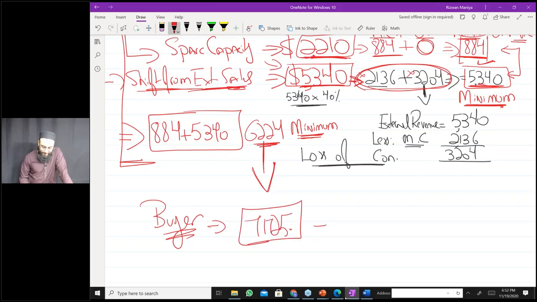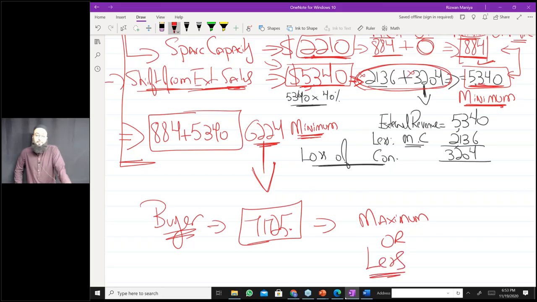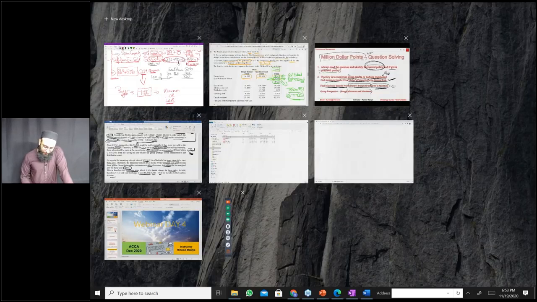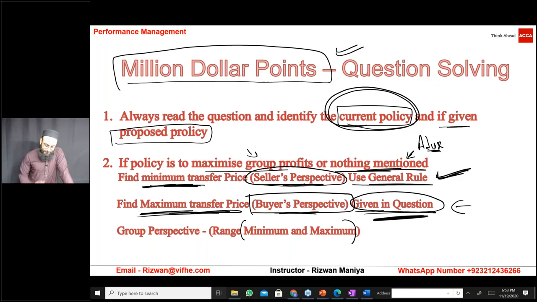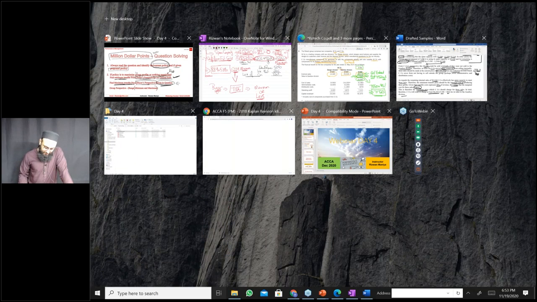Agreed, guys? Maximum. I know the buyer will wish to pay less than this, but this will be the maximum. So, $1 million points: maximum transfer price from the buyer's perspective given in the question. Okay, so this is what you have to write here. Yes, let's look here.